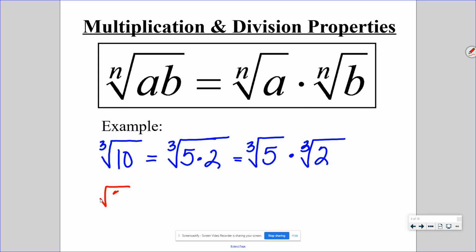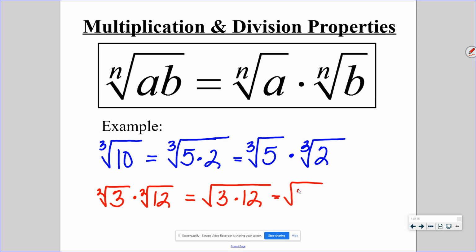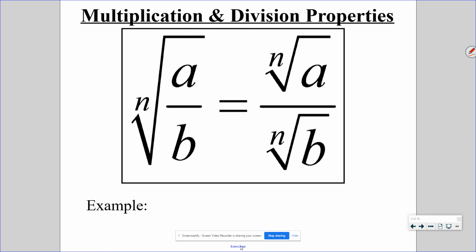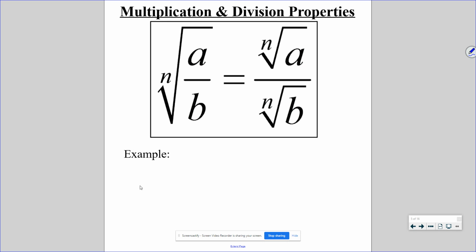Here's what I mean. If I have two radicals that are being multiplied together, like so, by the multiplication property, I am allowed to put those two things into the same radical so long as they have the same type of root. So this is both a square root. There's no 2 written for square roots, but they both mean square root. So I could put them into one square root symbol, and I can simplify that way. So 3 times 12 is 36, and then square root of 36 is equal to 6. We also have properties for division that work in a similar manner.